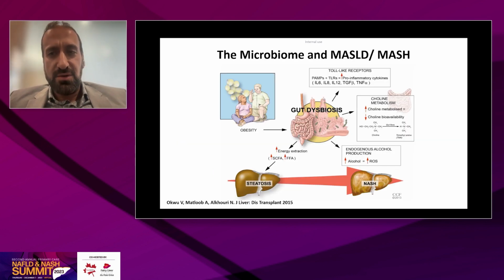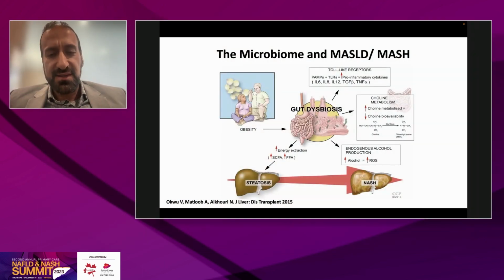Now, the microbiome also plays a role in disease progression through several hypotheses. We know that the microbiome can extract energy from our diet and convert certain components that we cannot metabolize as humans into short-chain fatty acids that can be absorbed in the colonic mucosa. That can increase the amount of calories from a meal. Also, the microbiome can activate the immune system through toll-like receptors and pathogen-associated molecular patterns, and that can lead to an increase in pro-inflammatory cytokines. There is a hypothesis that the gut microbiota can produce endogenous alcohols, and these can contribute to further damage to the hepatocytes.